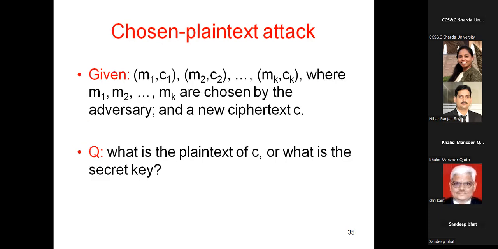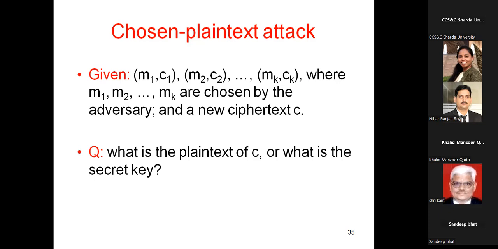Chosen plain text attack. Some messages are known to you, which you have selected, particularly the messages M1, M2, Mk. They are chosen by the adversary, and a new ciphertext C is given to him. By understanding the pairs M1, C1, M2, C2, Mk, Ck, can he find out the new key for the new ciphertext? If he is able to find it out, it means the system is weak.